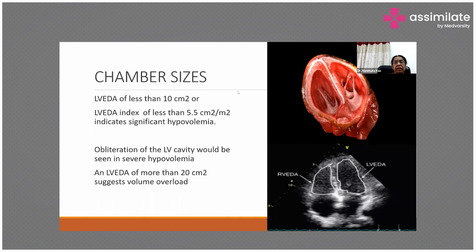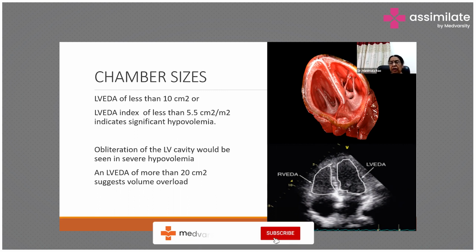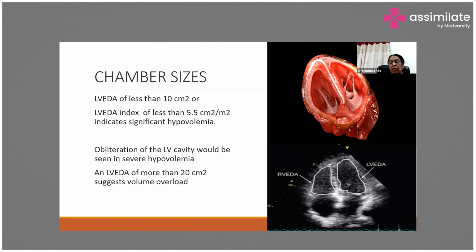So suppose the chamber sizes. Left ventricular end diastolic area is less than about 10 square centimeters, and the index is something like that. But just remember the left ventricular cavity: obliteration of the left ventricular cavity would be seen in severe hypovolemia. Suppose this is your left ventricle, and this should be the normal left ventricle. Suppose it becomes very small when you see it, so you can think whether there is hypovolemia or not. Is there anything else? Then you look at the muscle. So this all question again goes back to the clinical.